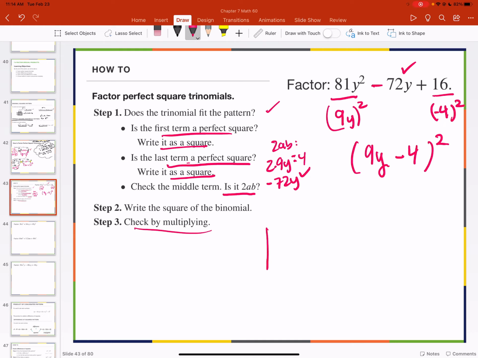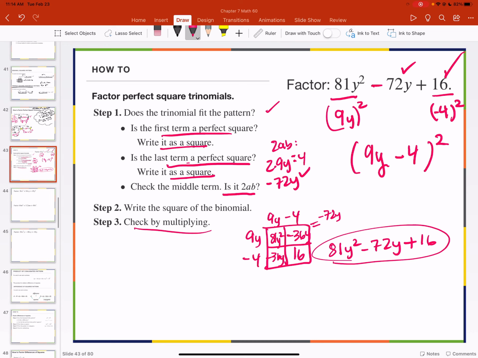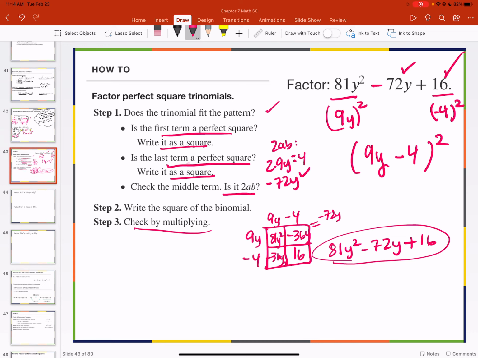And then I guess if you want to check by multiplying, fine. You can go ahead and multiply it. 9y minus 4 times 9y minus 4. 81y squared, positive 16, minus 36y, minus 36y. So together that's negative 72y. So you get 81y squared minus 72y plus 16, which is exactly what we started out with. If you want to check, you can use the box method, FOIL it out, or even the perfect square pattern, but that's just going to get back to where you started.